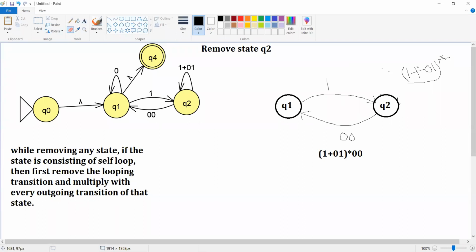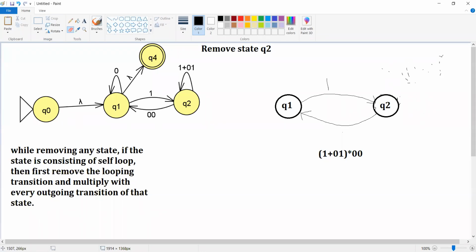Okay, so this is what we are going to get. Now this entire loop will be removed, because now the looping transition has been removed for state Q2. Earlier it was 00, but as a result of multiplying with 1 plus 01 whole star, this is going to be the new weight for this transition. Now we can easily remove state Q2.